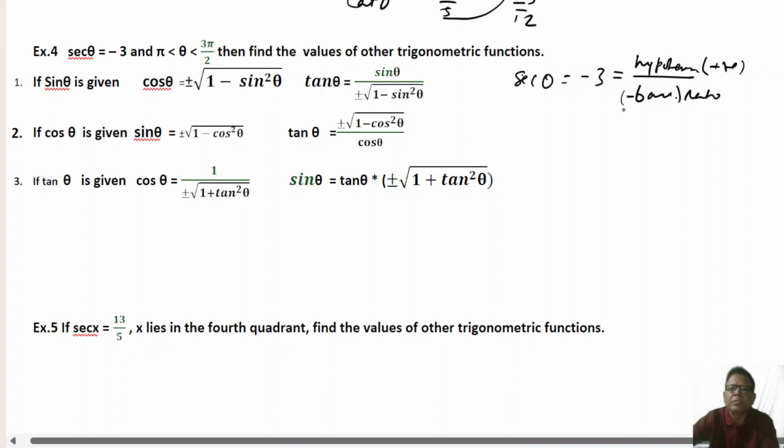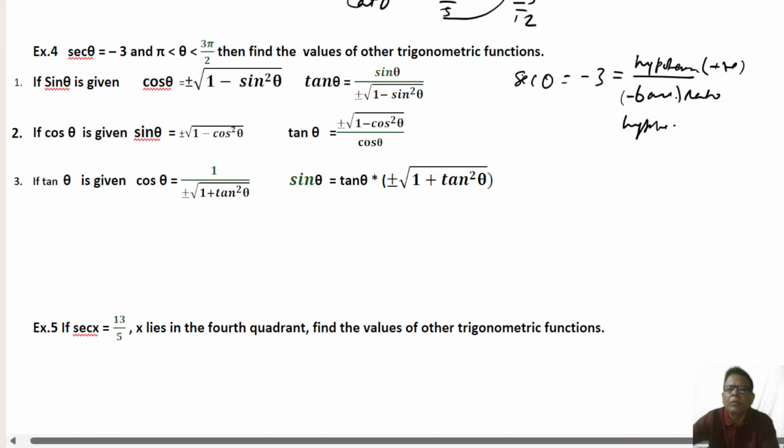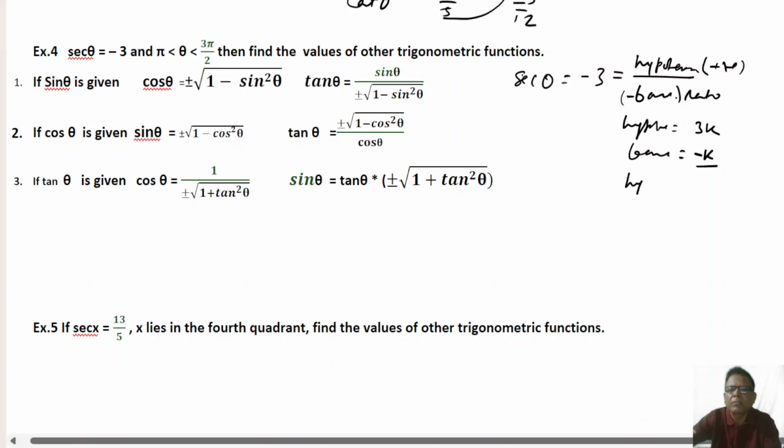So if this is in ratio, you can say that hypotenuse is 3k and base is minus k. That you can assume, and based on that you can find out any trigonometric ratio. Why? Hypotenuse and base you know, so height you can calculate.